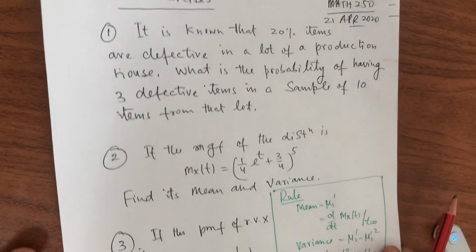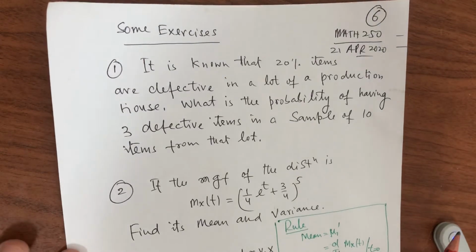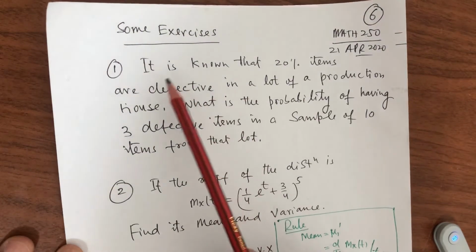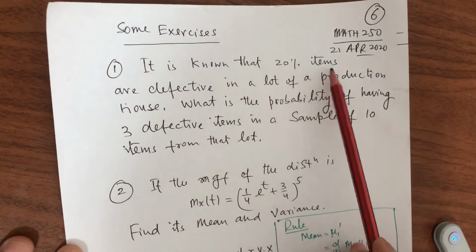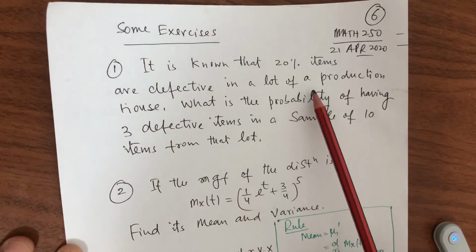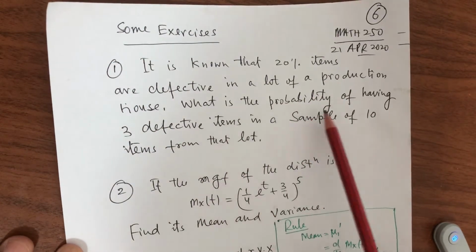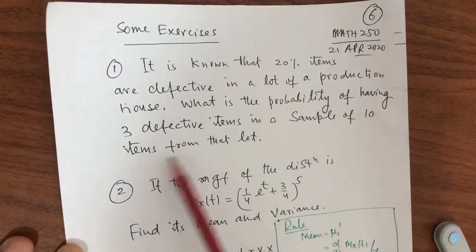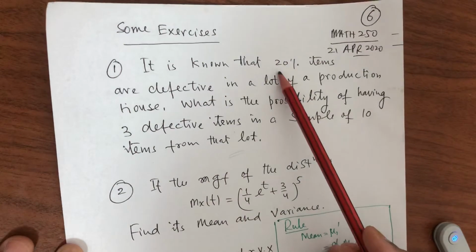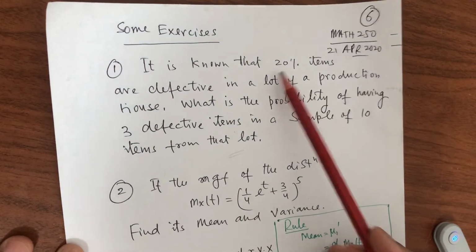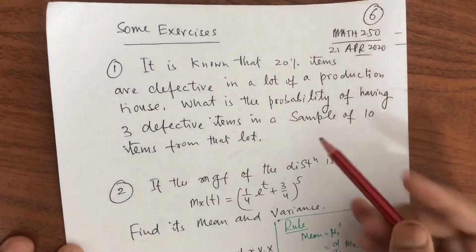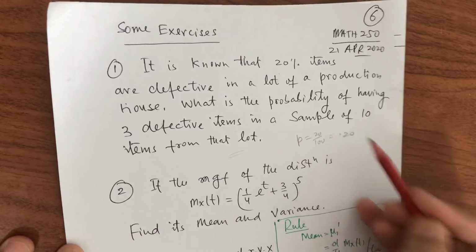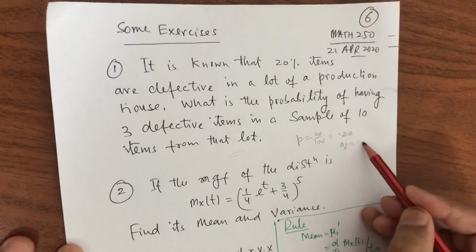Here I have written some exercises for you. If you understand this video, it should be easy for you to calculate. It is known that 20% of items are defective in a lot of a production house. What is the probability of having 3 defective items in a sample of 10 items from that lot? Here you will find the probability of success is 20%, that is 20 over 100, so p equals 0.20. So obviously q will be 0.80.